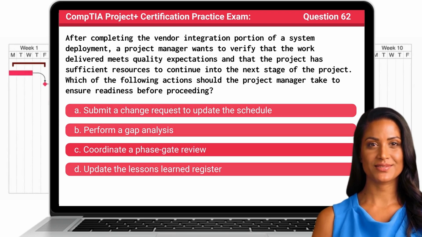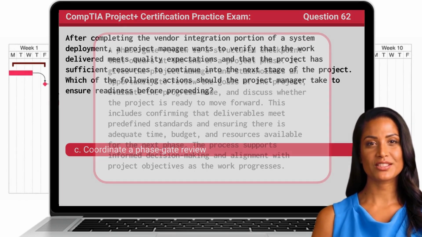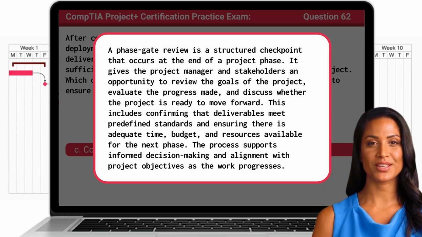The answer is C. Coordinate a phase gate review. A phase gate review is a structured checkpoint that occurs at the end of a project phase. It gives the project manager and stakeholders an opportunity to review the goals of the project, evaluate the progress made, and discuss whether the project is ready to move forward.